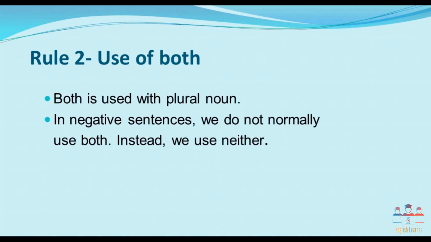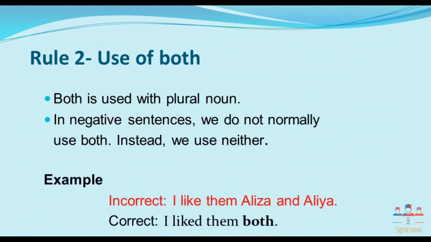Both is used with a plural noun, and in negative sentences, when you want to say that both are not, you are not going to use both; you are going to use neither. It means you are not considering any of the options available. The example is, I like them, Aliza and Alia. So it is better to say, I liked them both.